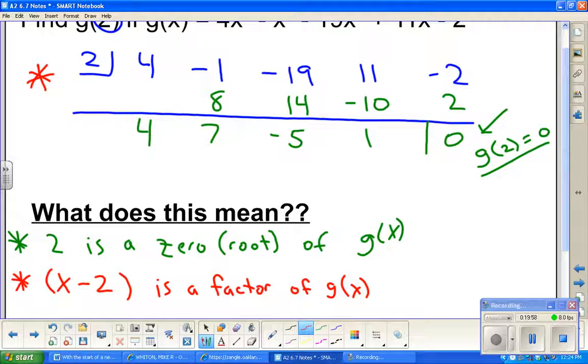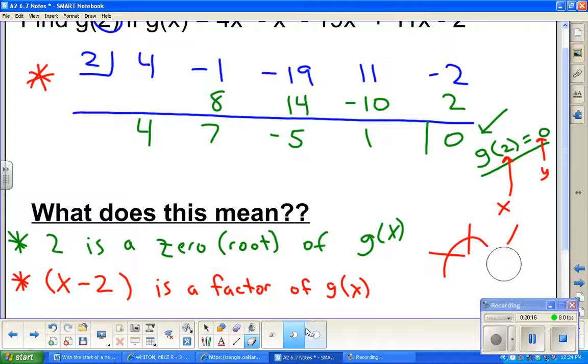Yes, when x is 2. So this is like an x, and that's like the y. This graph would go through, like, one of the zeros would be right here, and it would do whatever it does, but it would go through there. It probably wouldn't look like that, because I think the end behavior would be different, but okay.